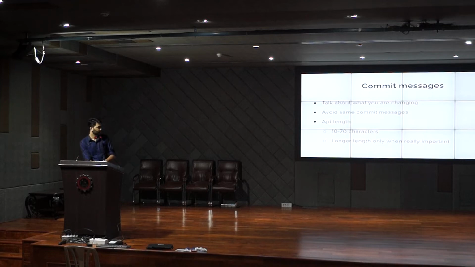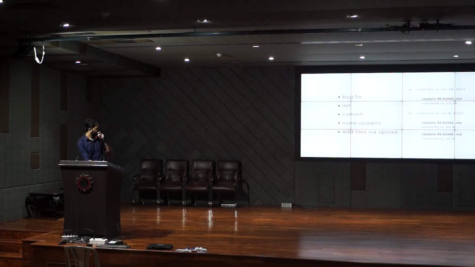So you can add more lines there, so that's fine, but usually stick to 10 to 70 lines, right? These are some of the bad examples. If you write "bug fix", if you have 100 bug fixes, you cannot write just "bug fix". Your goal is to actually explain what the bug was and how you fixed it, right? "Init" is something that you can use for the initial commit, but after that, every commit should show what the commit was about, right?